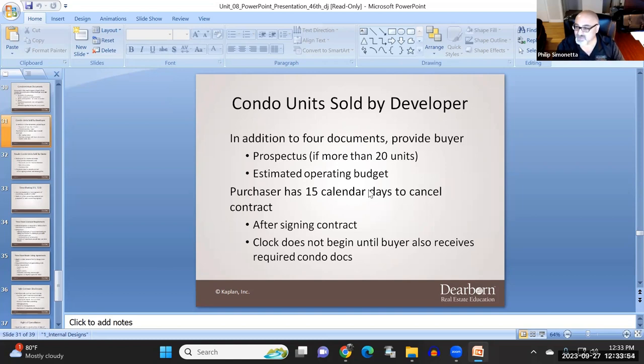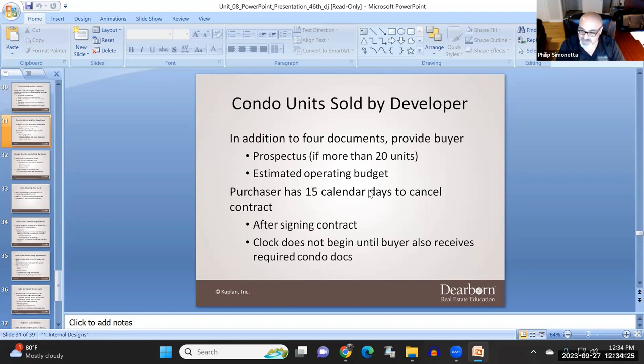Just like the co-op, remember, it was 15 days from a developer. So it's 15 days from a developer on a condo too. And then 3 days for a resale. It's the same on a condo too. So you got to remember that. Now, after signing the contract, they have 15 days to cancel. However, that clock does not begin until the buyer receives the required condo docs, just like the co-op.